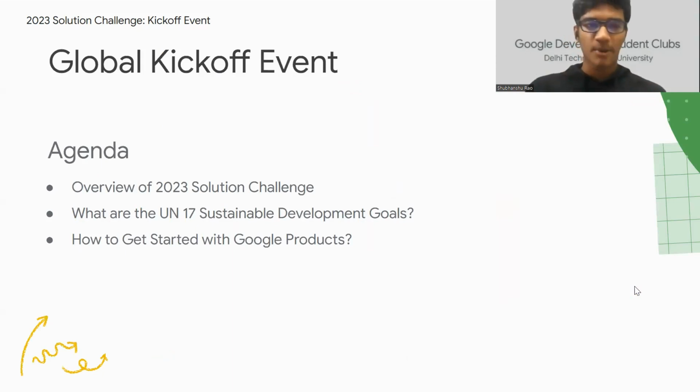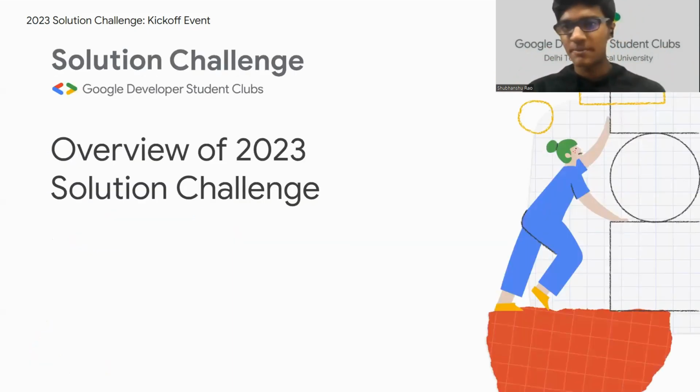So now let's talk about the agenda of today's session. We'll be going through an overview of the 2023 Solution Challenge, eligibility criteria, timeline, and then we'll be talking about what exactly are these 17 sustainable goals that have been set by the UN. And then we'll talk about some of the developer products made by Google. So let's jump into the overview of the 2023 Solution Challenge.